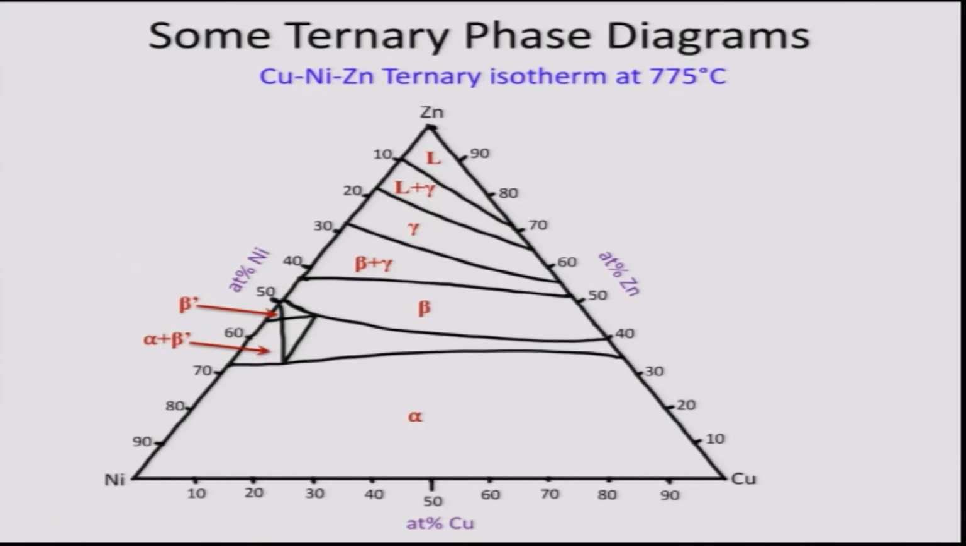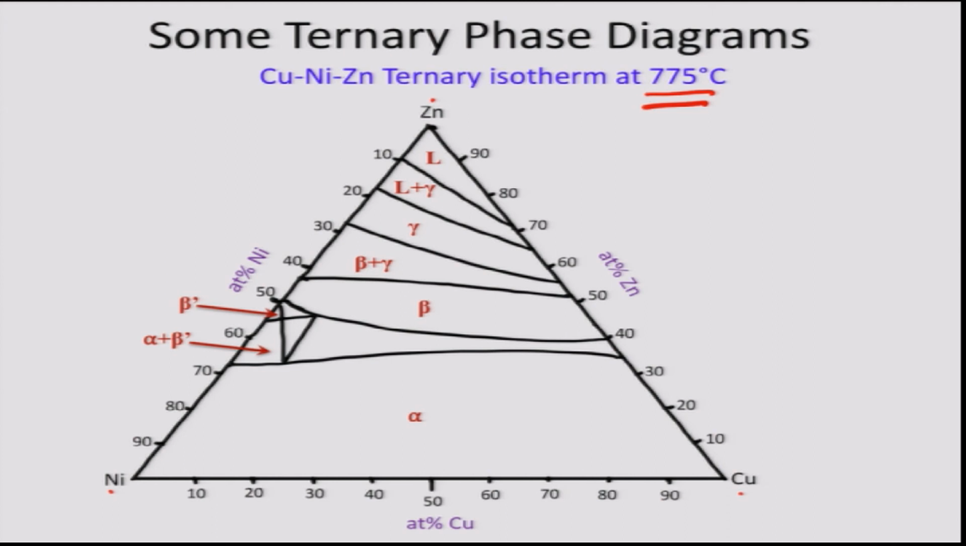Now, there may be intermediate phases forming, and we may have more complicated looking ternary isotherms. One such example, not so complicated though, but having intermediate phases, I have shown here. This is a ternary isotherm of copper, nickel, zinc at 775 degree centigrade. This is not a very accurate isotherm. I am just showing the schematic which I have drawn. We can see the three corners: nickel, copper, and zinc.